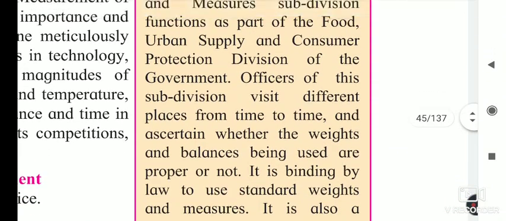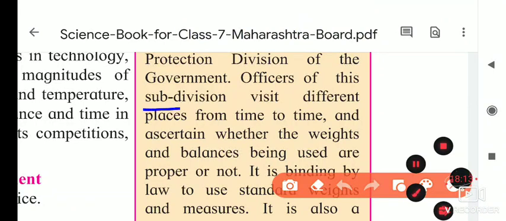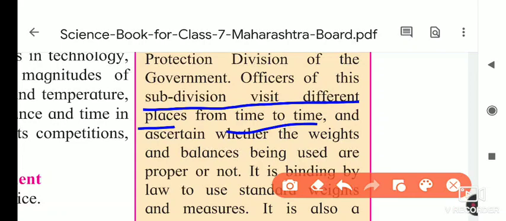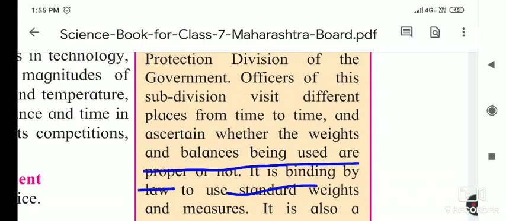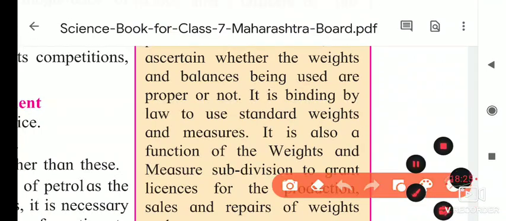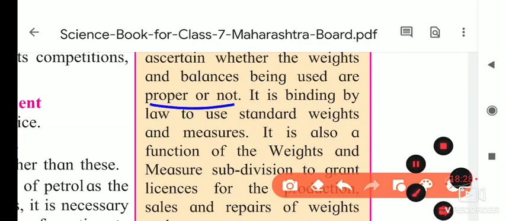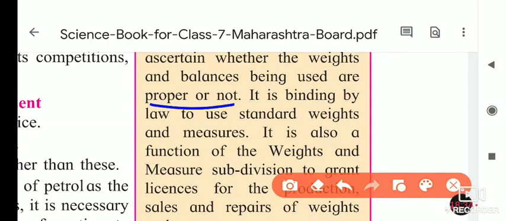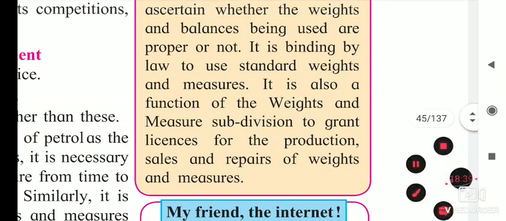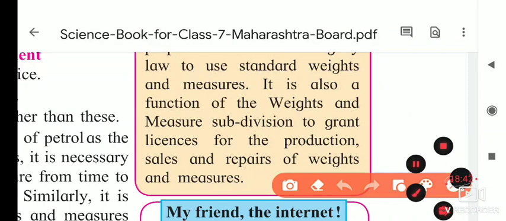Officers of this subdivision visit different places, different shops, from time to time, and ascertain whether the weights and balances being used are proper or not. It is binding by law to use standard weights and measures. It is the government's rule that a shopkeeper must use standardized weights and measures to give things to consumers. If anyone is cheating, they have to pay a fine for it.